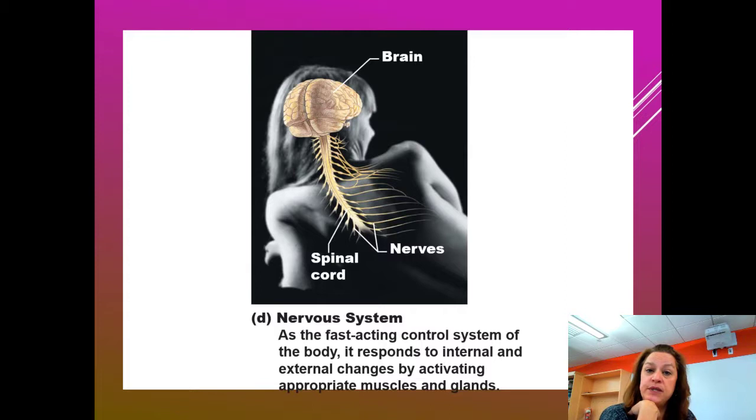Our nervous system, so the brain, spinal cord, and nerves, right, have an integral role in the appropriate responses by the body. Our nervous system is constantly taking in information from our surroundings through our senses, making sense of that information, and doing something about it.